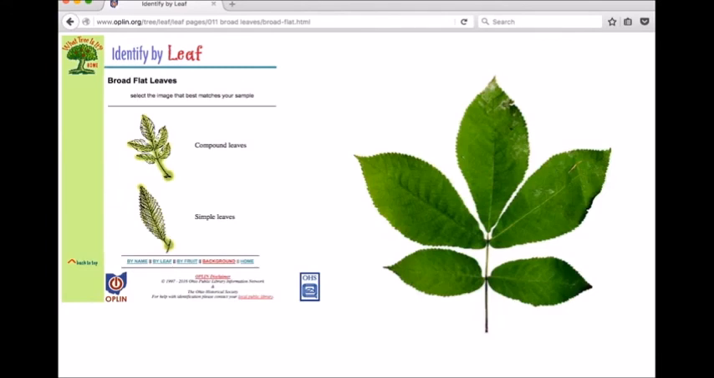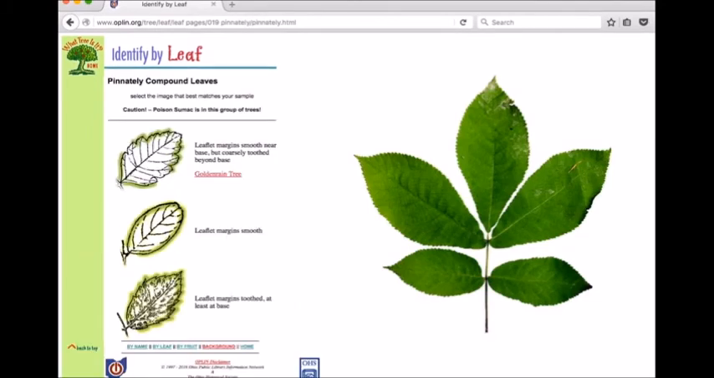The question asks if the leaf is compound, many leaflets on a single petiole, or simple, a single leaflet on a single petiole. In this example, the leaf we are looking at is a compound leaf. We are then asked about the margins of the leaf, or the edge of the leaf. Is it coarsely toothed, smooth, or toothed? In our example, the leaf is serrated, or toothed.